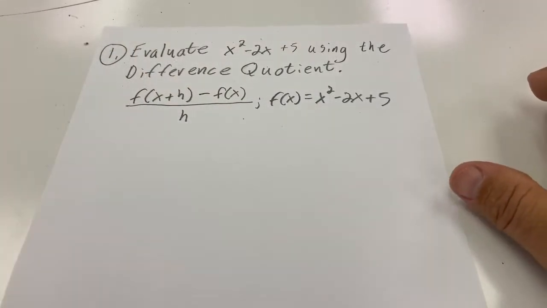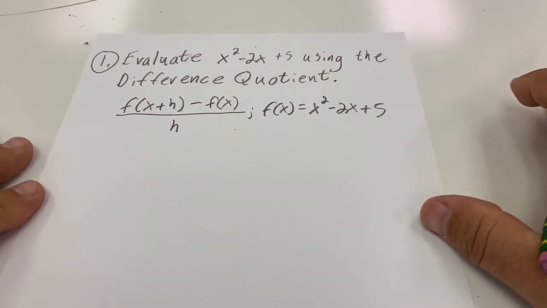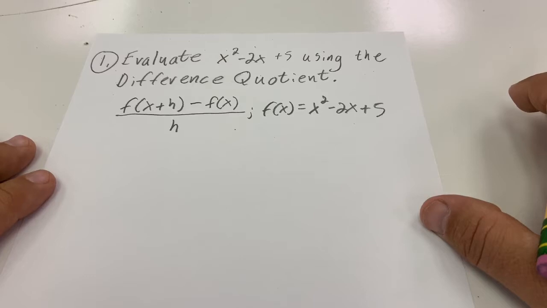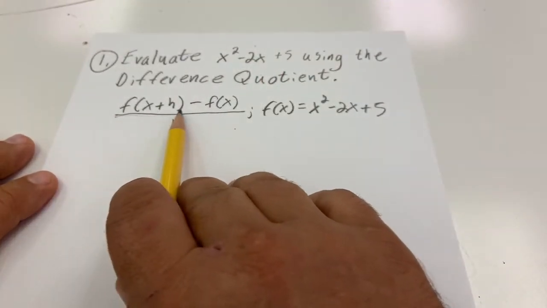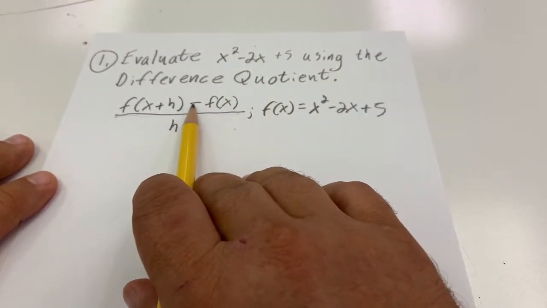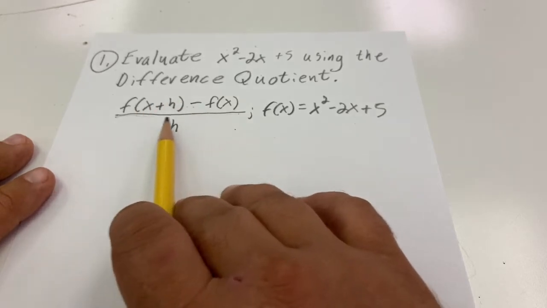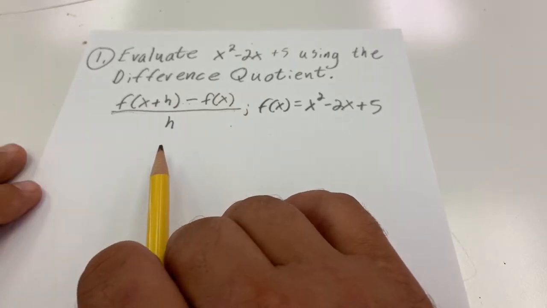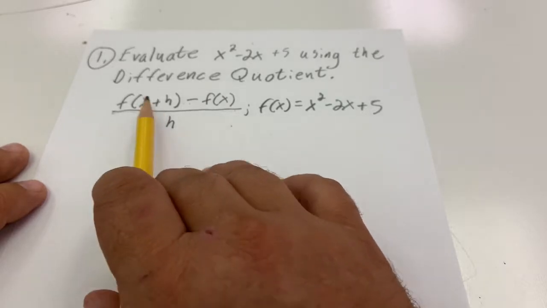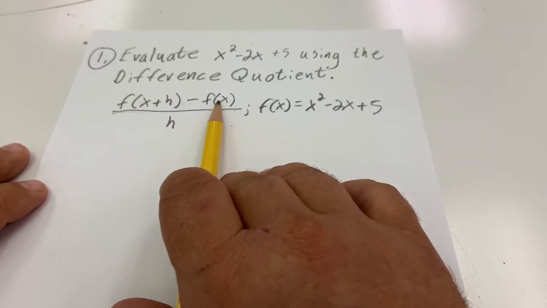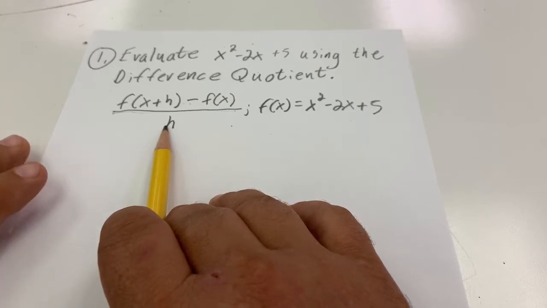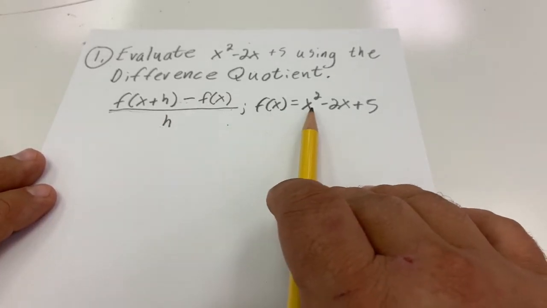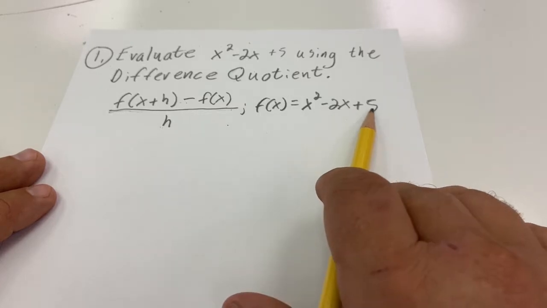All we need is a blank piece of paper. Write this down: evaluate x squared minus 2x plus 5 using the difference quotient. Difference quotient, notice it has a quotient, which is a division bar, and a difference, which is a minus sign. This is just basically a fancy version of the slope. Y sub 2 minus y sub 1 over the difference of x's. The difference of x's is going to be h in this case. F of x equals x squared minus 2x plus 5.